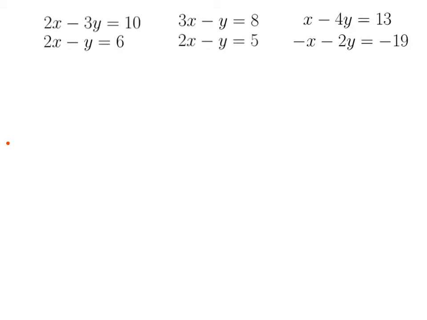The second thing that you're going to do is establish whether you have x terms or y terms the same. So in the first example here, we have 2x, which is the same in both. In the second one, we have a minus y and a minus y. And in the third example, we have a plus 1x and a minus 1x.